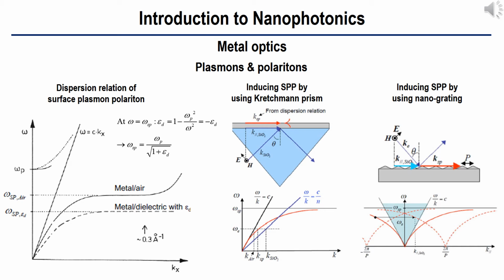Another method is to use nanoscale grating. The grating can provide the built-in momentum for the horizontal part of the surface plasmon polariton wave, as shown in the right figure.